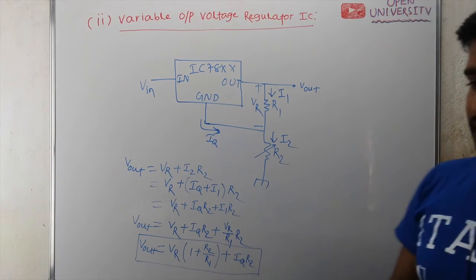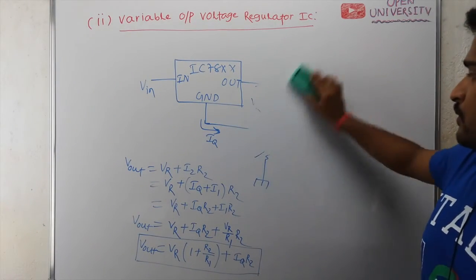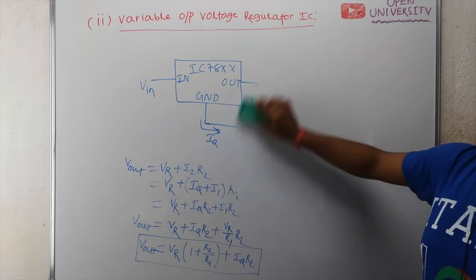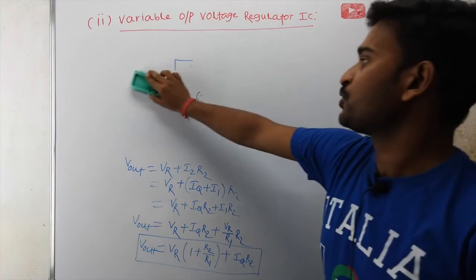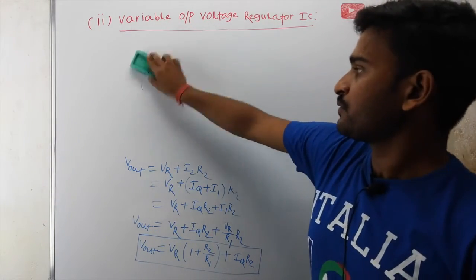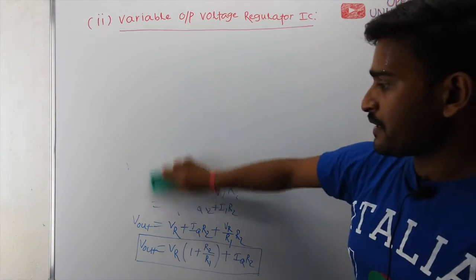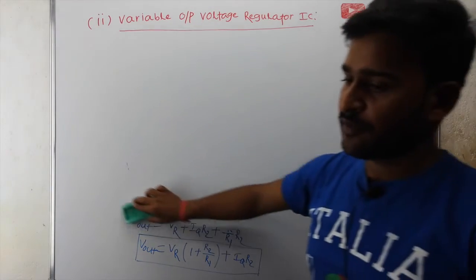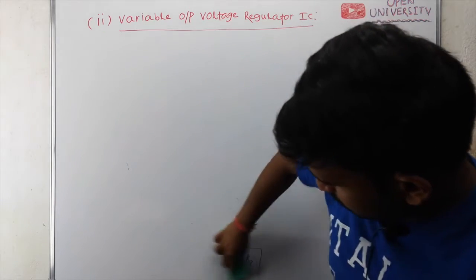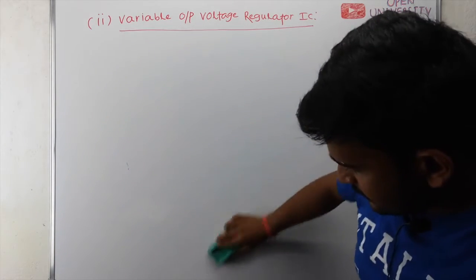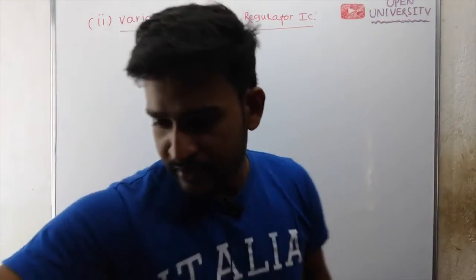Remember this formula. Write down one question on this formula. Calculate output voltage in the circuit shown, if IC has a quiescent current 5 milliampere and the circuit is given like this.